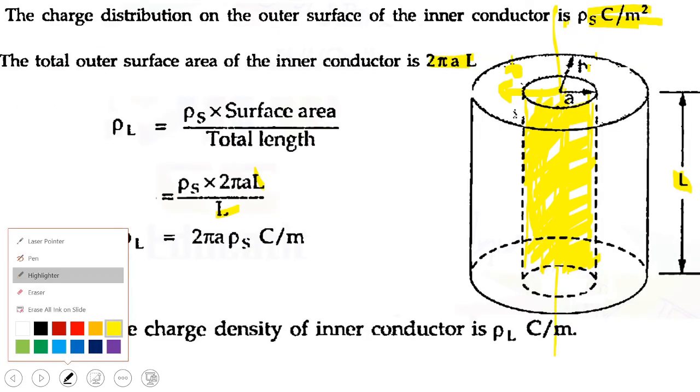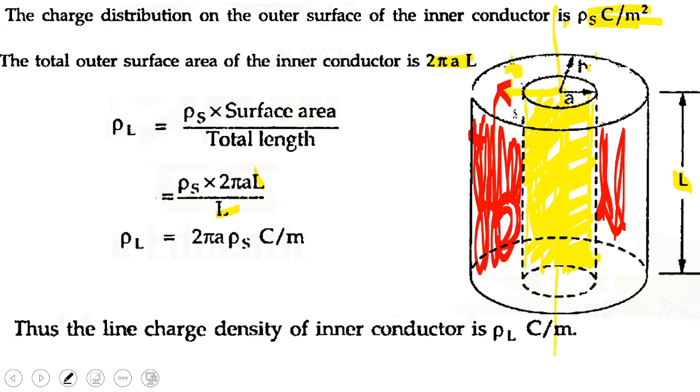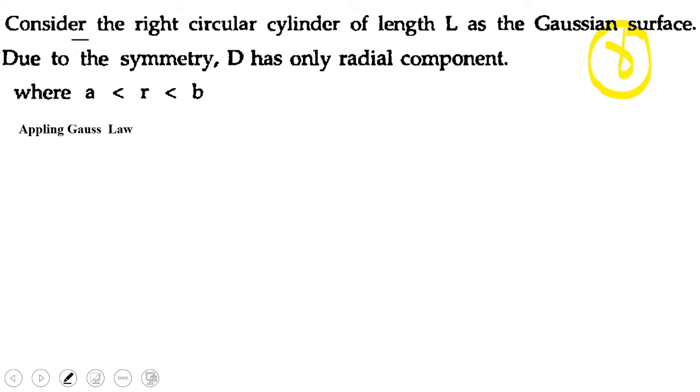I will indicate the region by another color. We are taking this region, in the red color, that is between A and B. So we are taking here radius R. Between A and B we are going to measure the electric flux density. So we will take the region where R is between A and B.